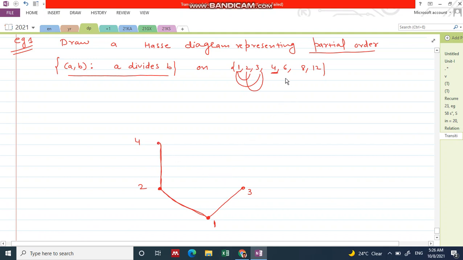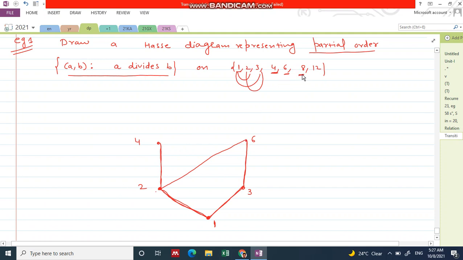Now what is the next element? The next element is 6. Write 6 on this side, because 3 divides 6. Check other elements also. 1 also divides 6, but the connecting path is through 3. What about 2? 2 also divides 6, and 2 does not divide 1, while 1 divides 2. So you just join this 2 with 6.